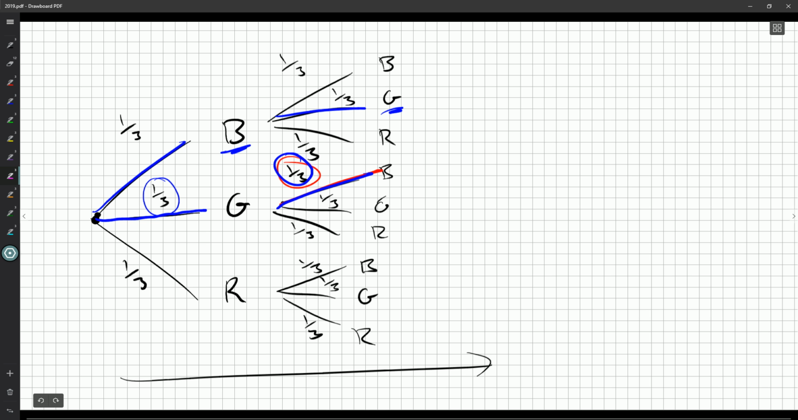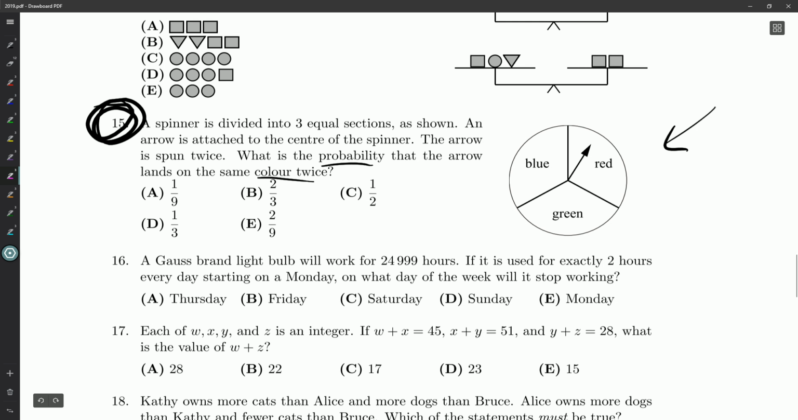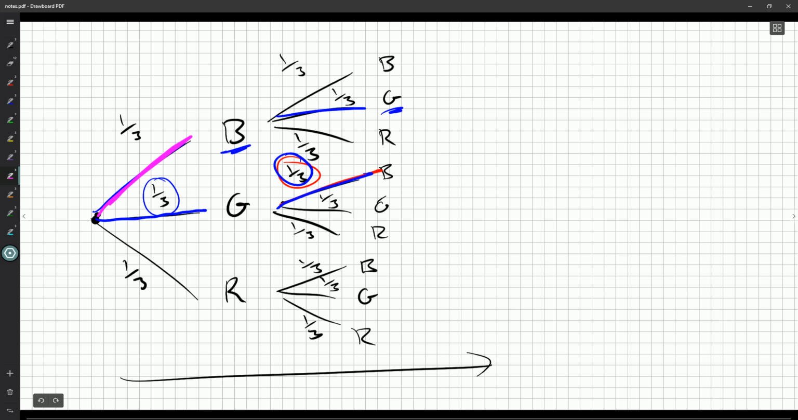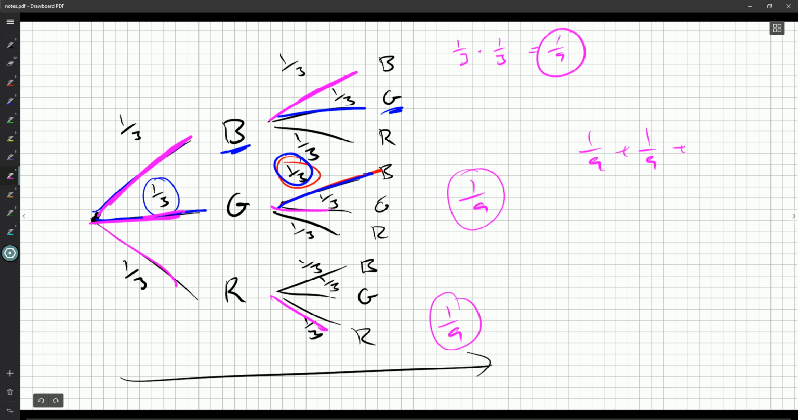We want the same color twice. So what's the probability I get a blue and then a blue? Well, 1/3 times 1/3, or 1/9. What's the probability I get green and then green? Again, 1/9. Red followed by another red, 1/3 times 1/3 again, 1/9. So 1/9 plus 1/9 plus 1/9 is 1/3. So this is the probability tree way of doing it.